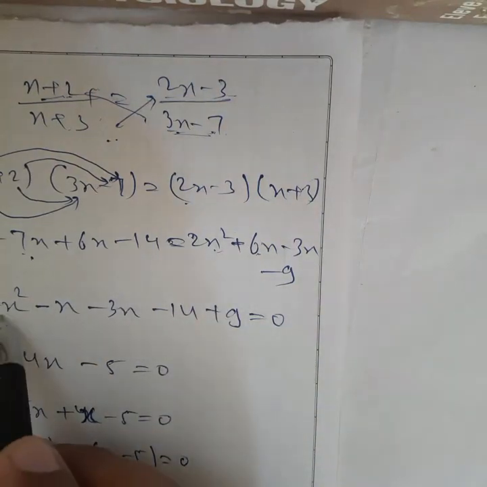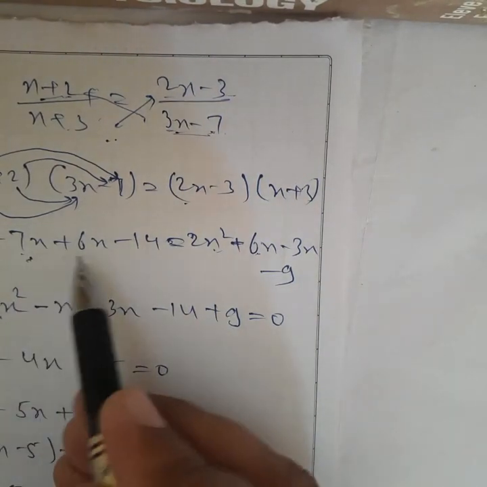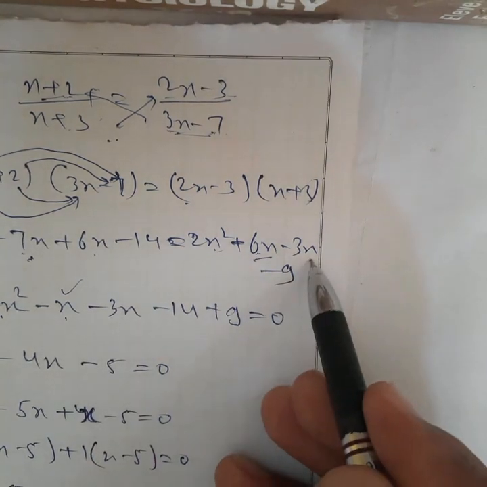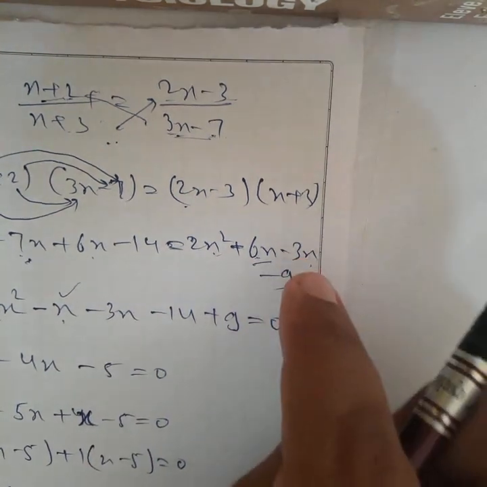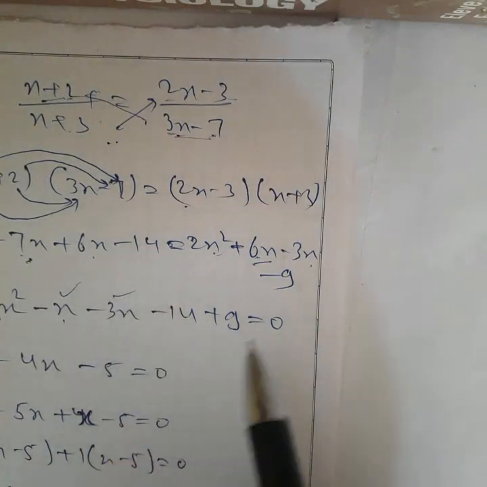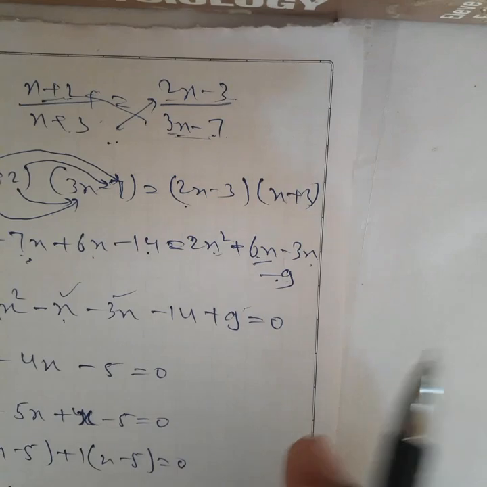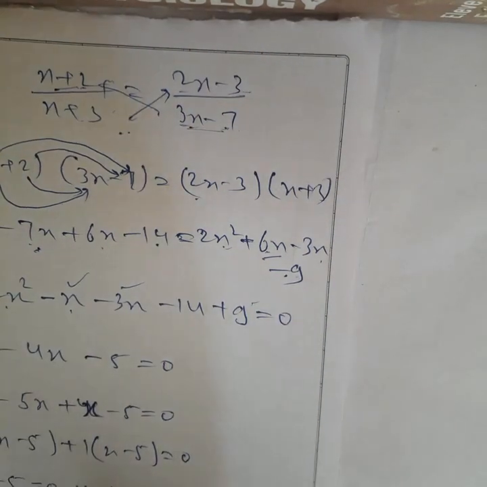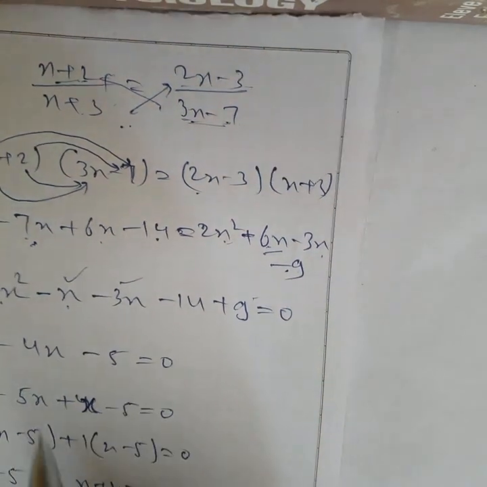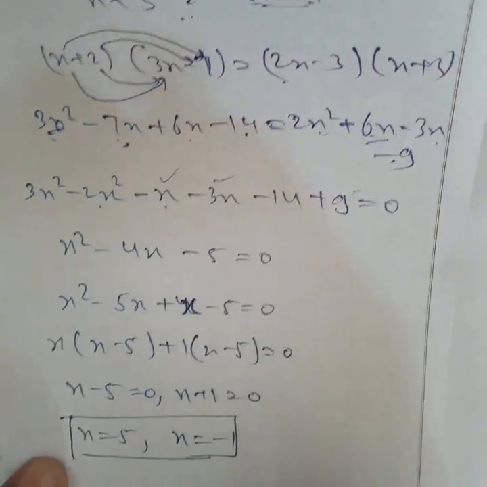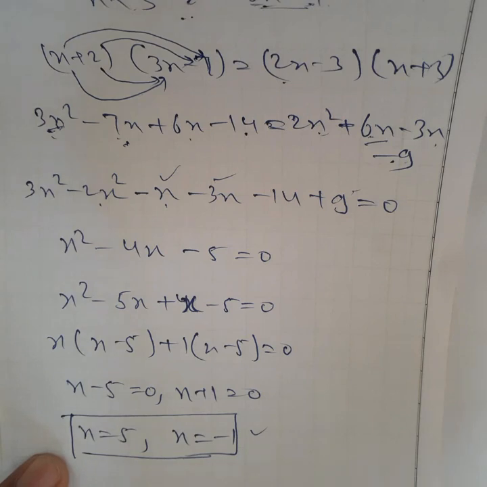2x square is transferred to the opposite side. Minus 7x plus 6x will become minus x, plus 6x minus 3x will become 3x. When 3x is brought to the other side, it will become negative. Minus 14 and minus 9 when brought to the other side will become plus. So on solving we get x square minus 4x minus 5 is equals to 0. Further on factorizing, we get x equals 5 and x equals minus 1, which are the roots of the given equation.